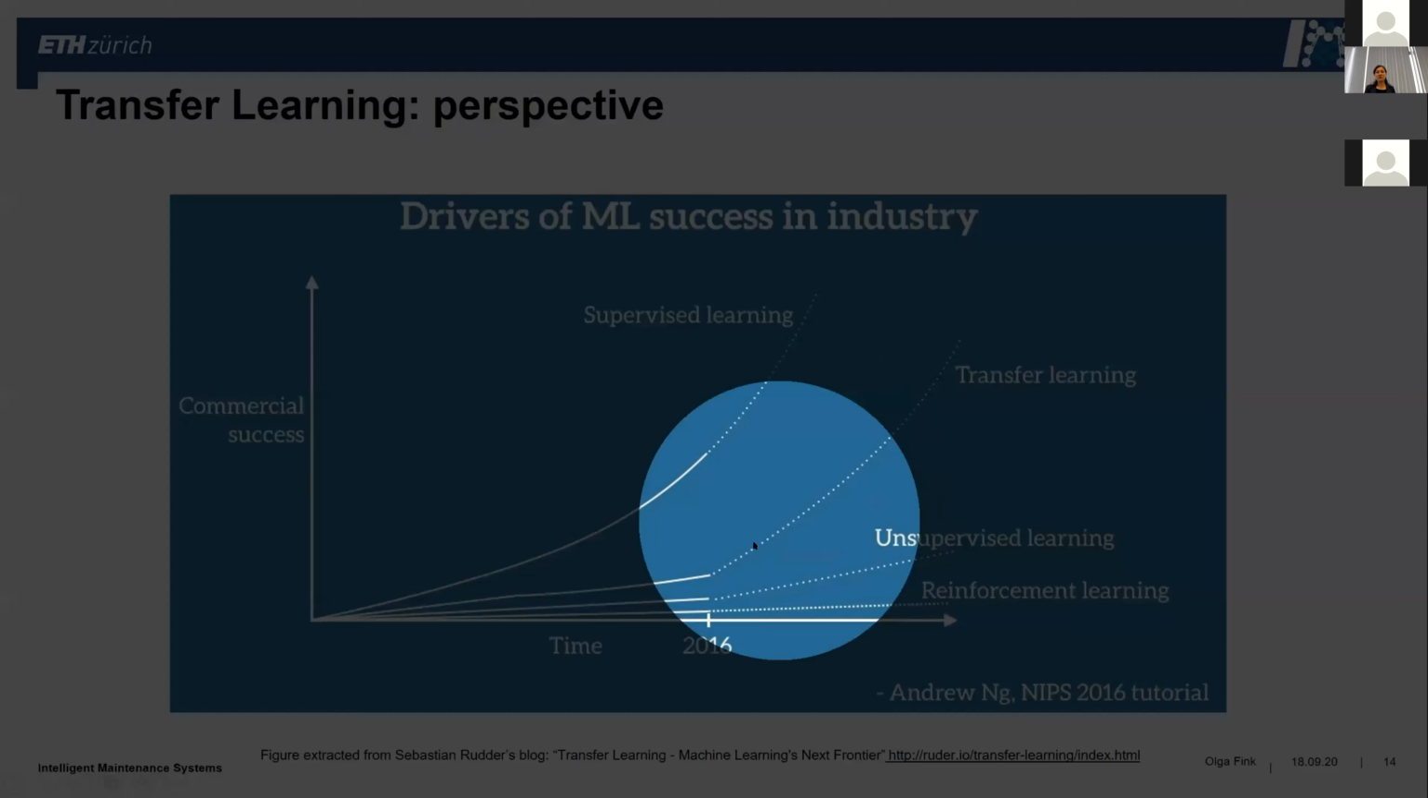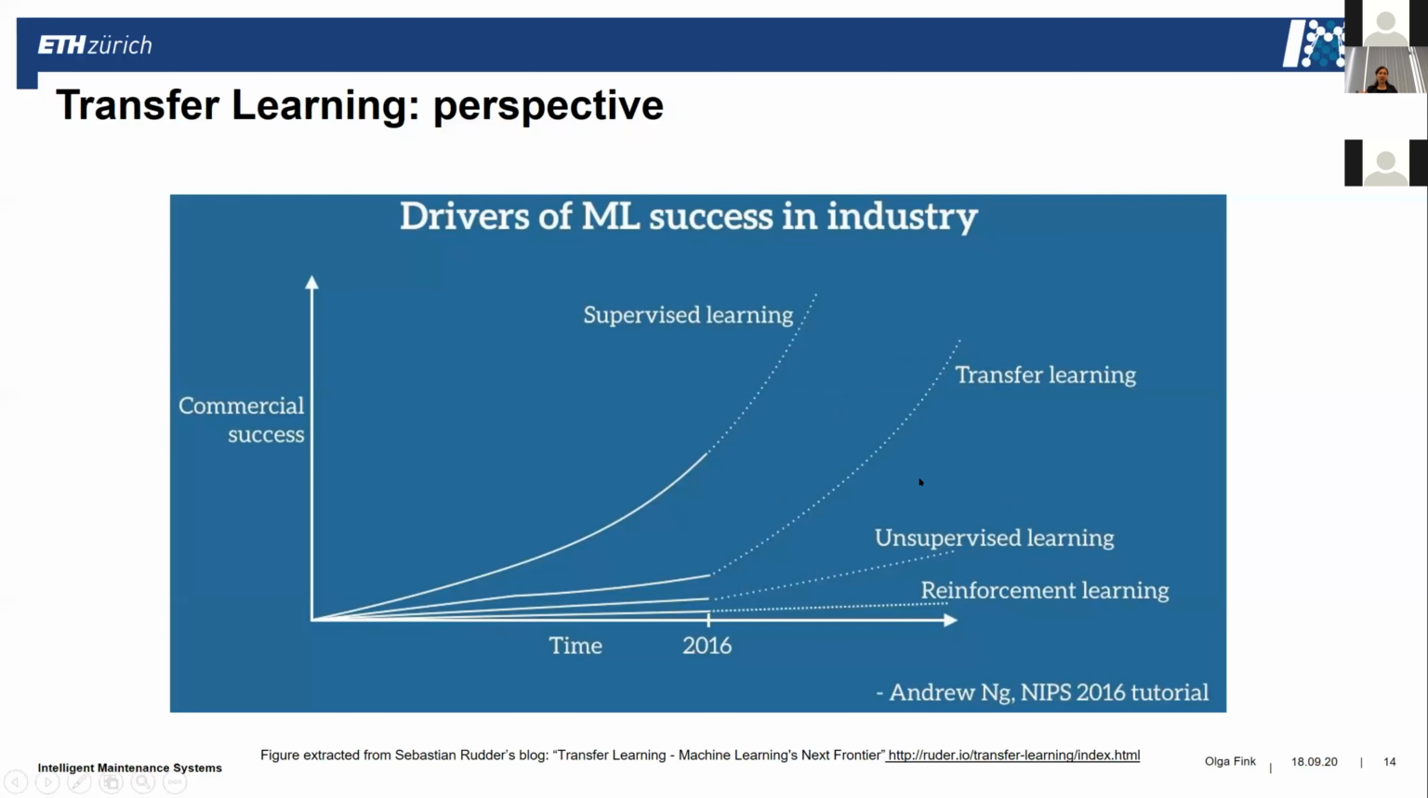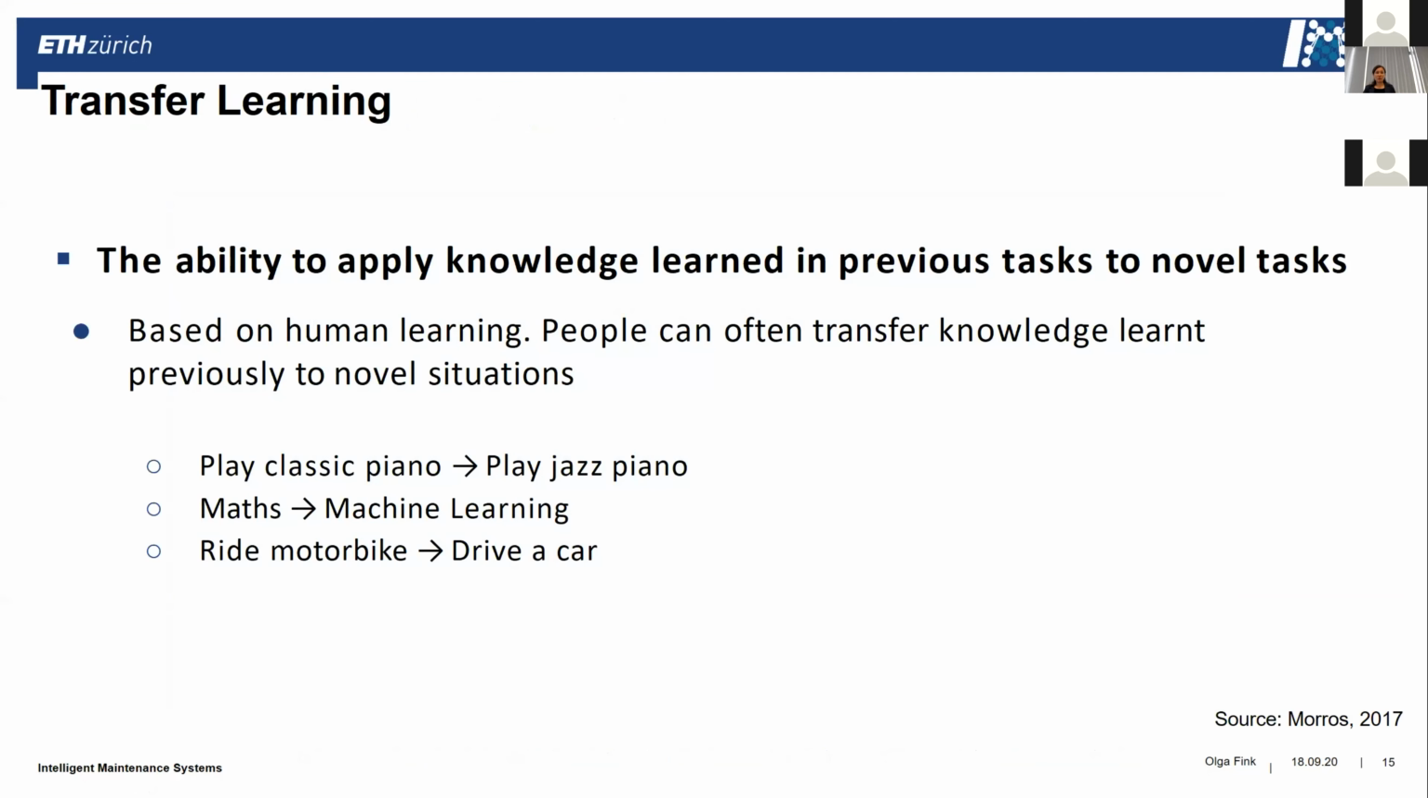So obviously, transfer learning is quite simple for humans. If someone plays classic piano, it's easy to transfer it also to jazz piano. If someone is very good in math, then the person is also able to transfer this knowledge to machine learning as well. And if you ride a motorbike, it's also easier to transfer it to driving a car. Transfer learning is defined as the ability to apply knowledge learned in previous tasks to novel tasks.